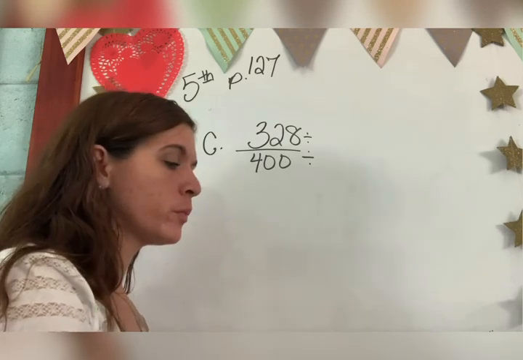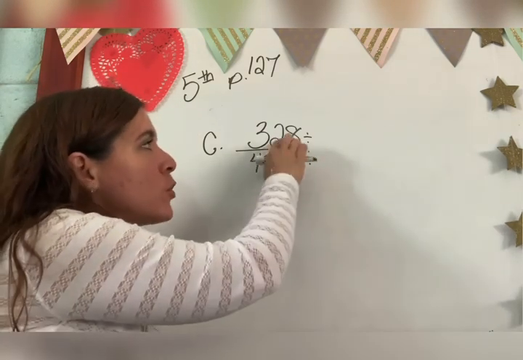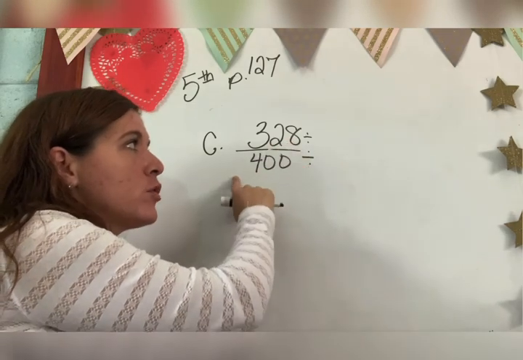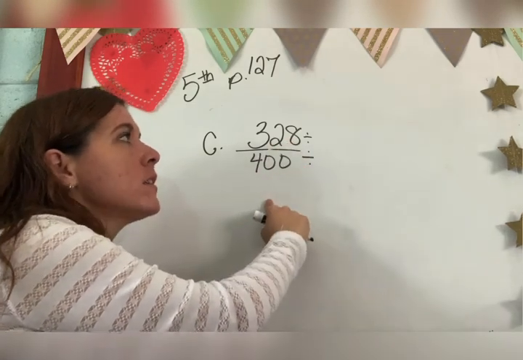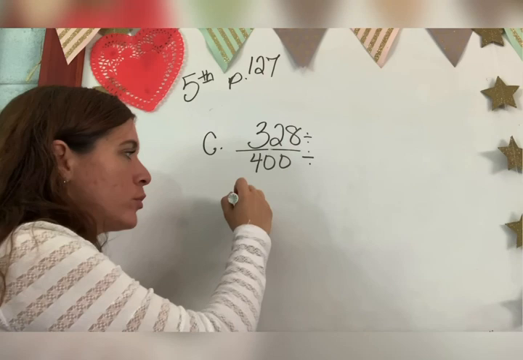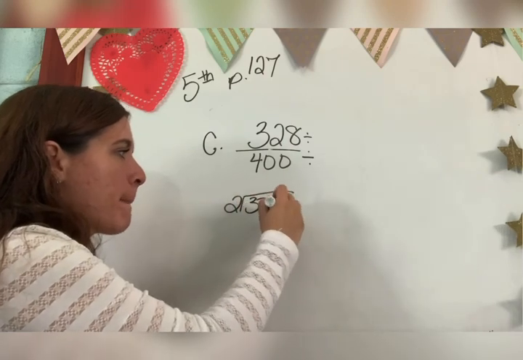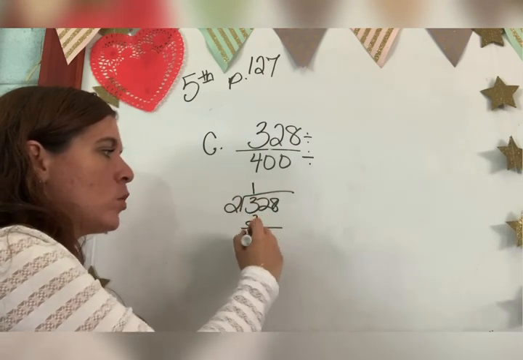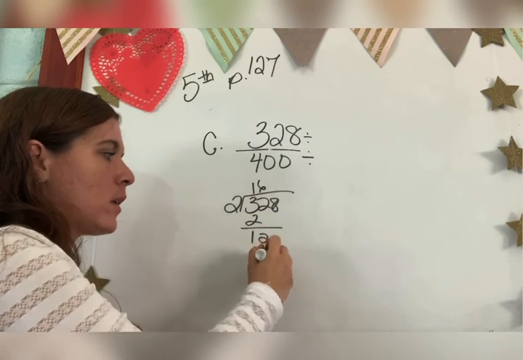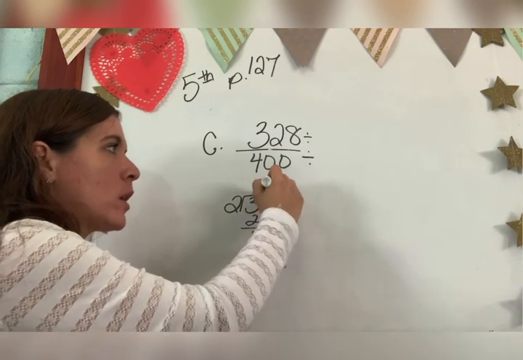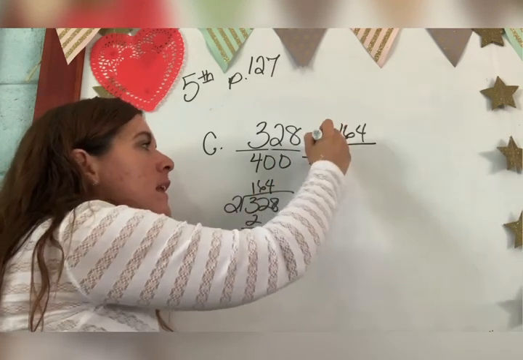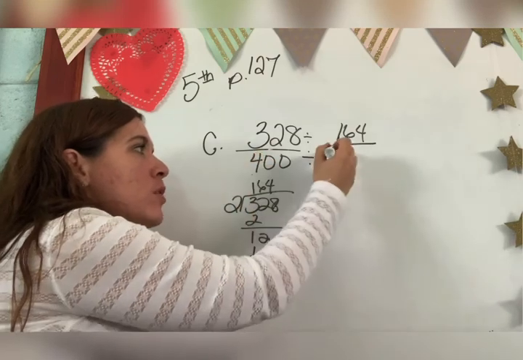Okay, let's try 2. Can 2 go into 328? Yes, because it's even on the end. Can 2 go into 400? Yes, because it's even on the end. So here we go, let's try 2. 2 into 328 is 164, and 400 divided by 2 is 200.